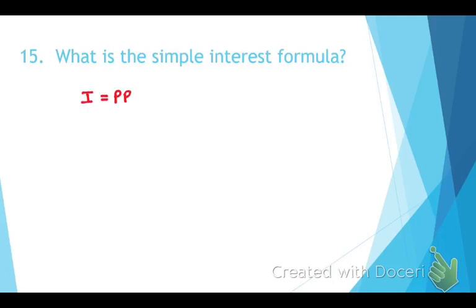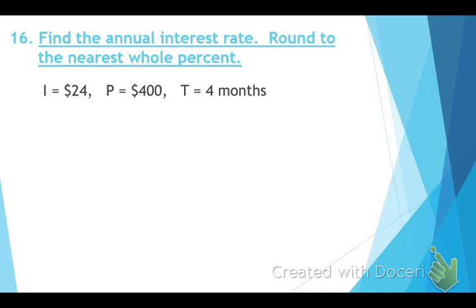I equals PRT. I equals P times R times T. This one's asking us to find the annual interest rate and round to the nearest whole percent. What was the formula one more time for the simple interest formula? I equals PRT. So it's going to be important that we identify what the I, the P, the R, and the T is.